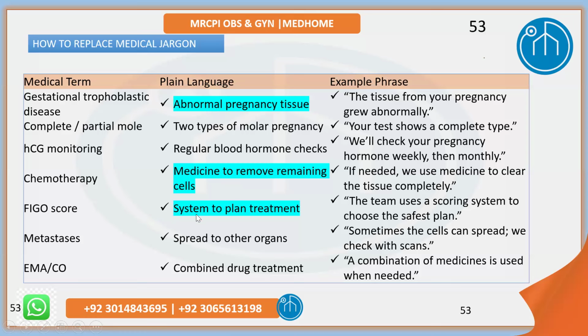FIGO score, what you say, FIGO scoring system to plan the treatment. If she asks who will decide whether I will have multiple drugs or a single drug, if the SPT goes that way, or if the station is that you have to counsel your patient for chemotherapy. If the SPT comes this way, counsel your patient, she has the complete mole, and counsel her for chemotherapy. You won't calculate her score, but they will give you the score. So in that case, just use the scoring system to plan the treatment.